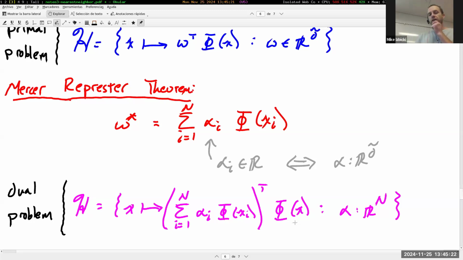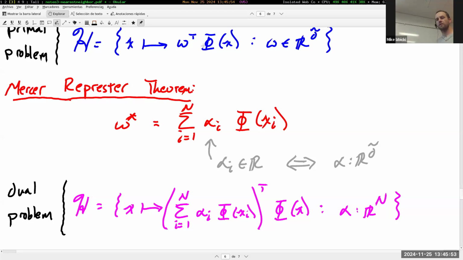Fancy-ish math goes into proving that every W star can in fact be represented this way. But if you accept this fact right here, that every W star can be represented this way, then the fact that every function can be represented this way in terms of alpha instead of just this way in terms of W should be straightforward.